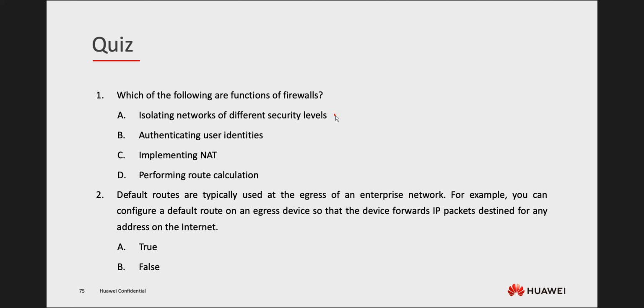Firewalls are there to isolate networks of different security levels. They need to do authentication, they do NAT also, and they perform route calculation. So that should be all of that. And then if you look at the default routes, question 2: they are typically used at the egress of an enterprise network. So you basically want to say that in an egress device, there's a device that forwards IP addresses designated for any address on the network, and that's true. So that's basically what you have your default routes or your static routes for.